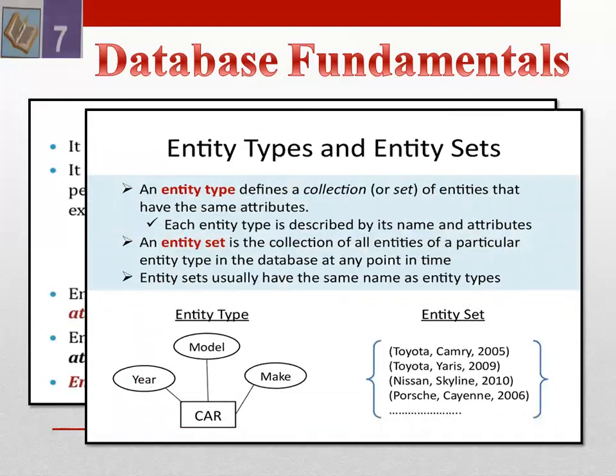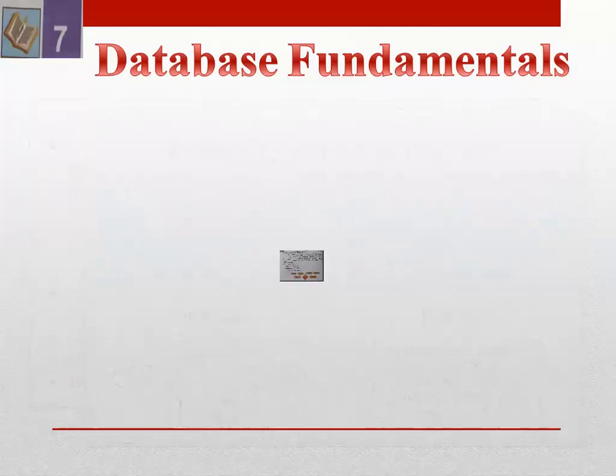So entity type and entity sets define a collection or sets of entities that have the same attributes. Each entity type is described by its name and attributes. An entity set is the collection of all entities of a particular entity type in the database at any point in time. Entity sets usually have the same name as the entity type. So basically an entity in an ER diagram is a real world entity having properties called attributes, and every attribute is defined by its set of values called domain.